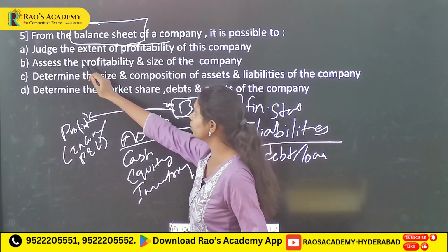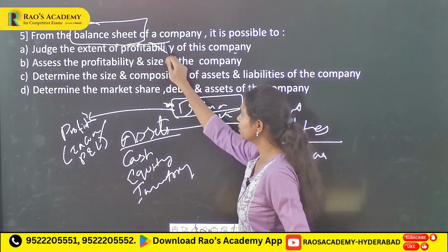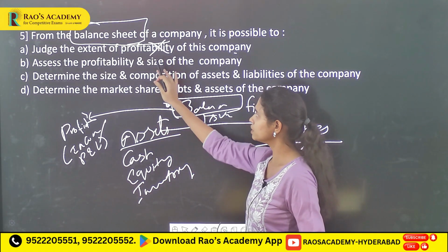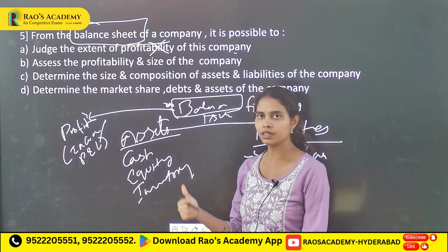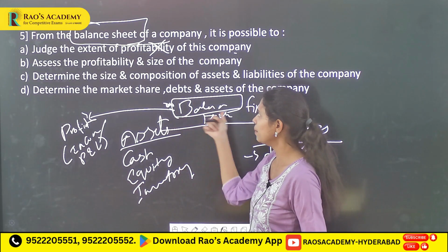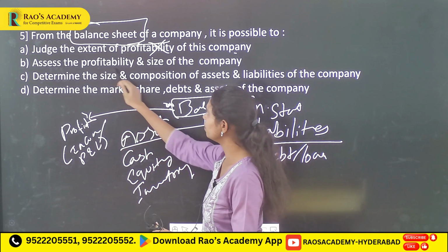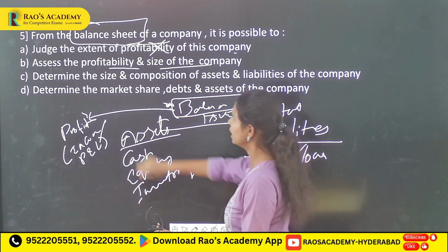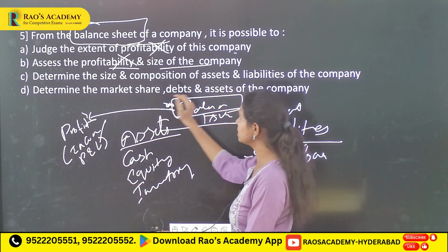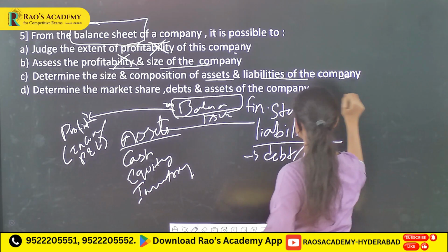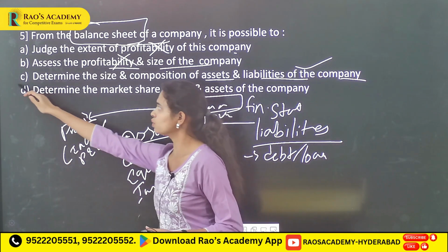So if you see the different statements with regard to the balance sheet of a company, here it has mentioned that in order to judge the extent of profitability of this company, it is not the profitability of the company, because the profitability of a company will be determined through the income statement or that of the profit and loss statement, but not through the balance sheet of a company. So if you see the next one, in order to assess the profitability and the size of a company, which is again an incorrect one. Then followed by determine the size and composition of assets, liabilities of the company, which is directly a correct statement with regard to the balance sheet. So option C is a correct one.